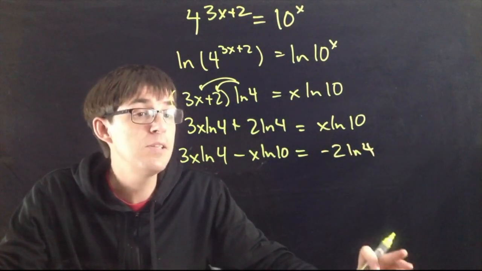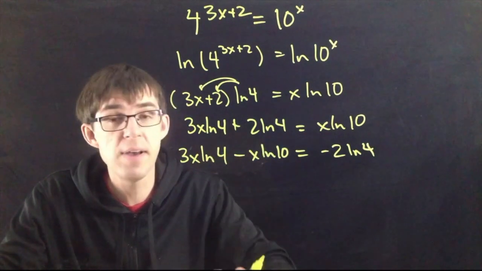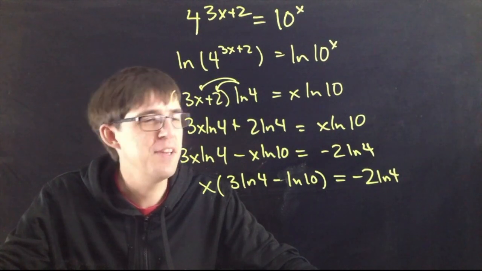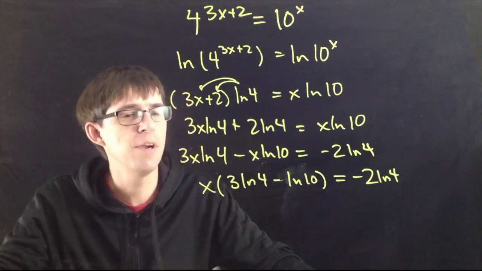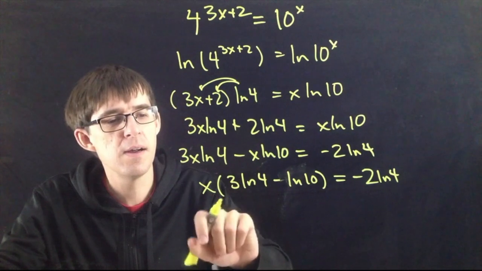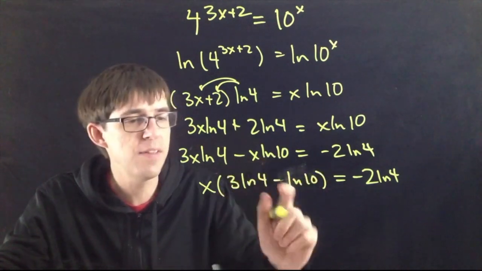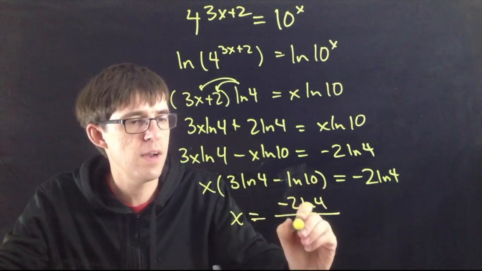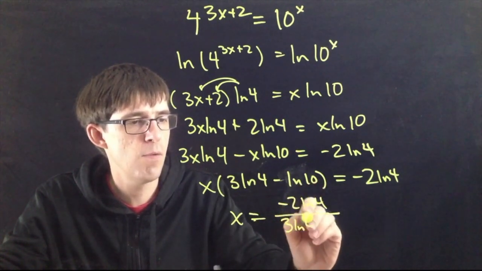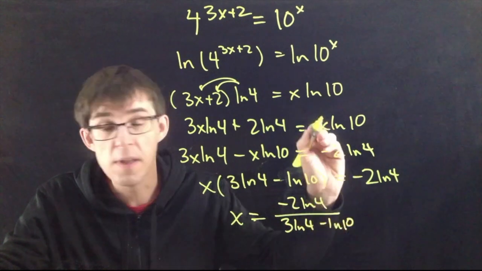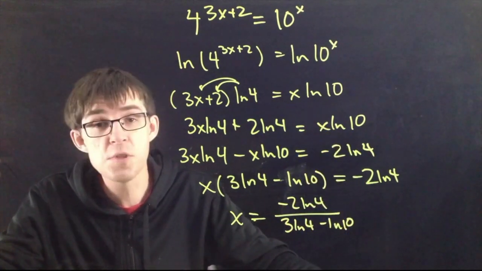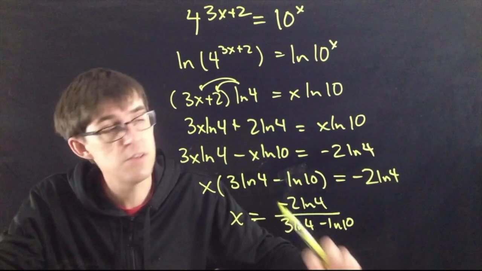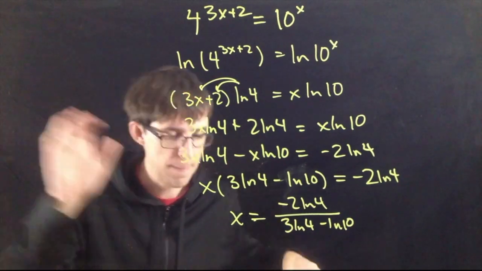All right. Almost done here. I need to solve for x. I have these two things, both have an x in them. You can factor the x out. Doing some fairly sophisticated algebra here. Finally, we can get the x by itself by dividing that thing. X equals minus 2 ln 4 divided by 3 ln 4 minus ln 10. There you go. This is the solution for x. Again, if you wanted this as a decimal, you can plug all that into your calculator. I don't care about that.